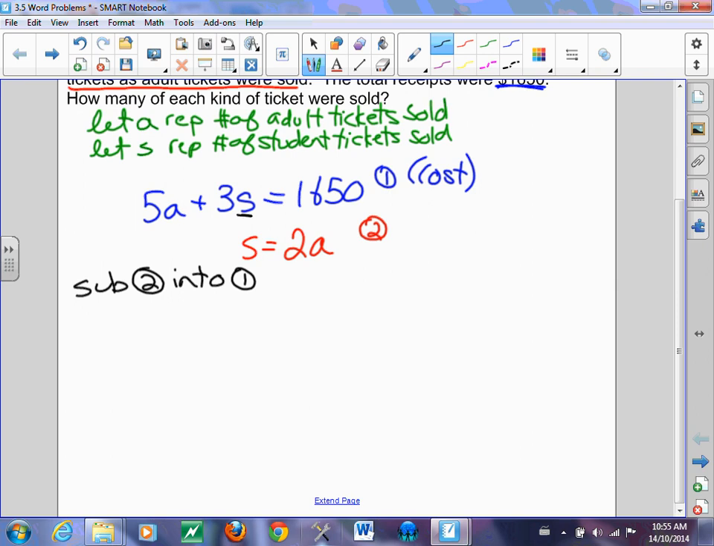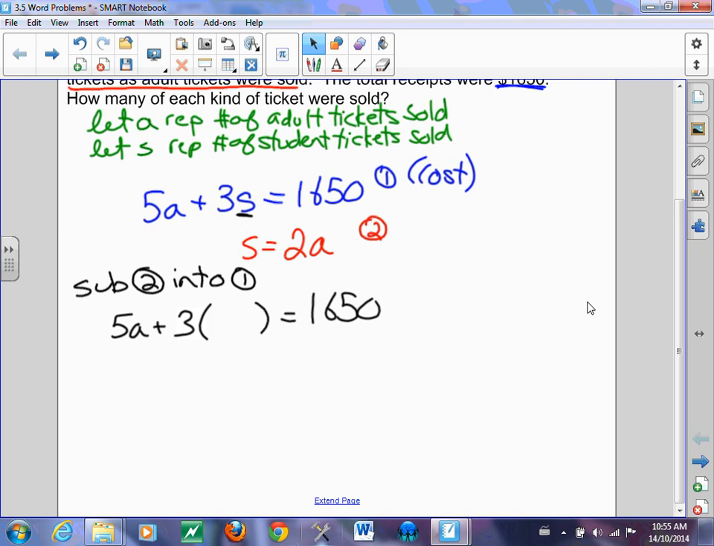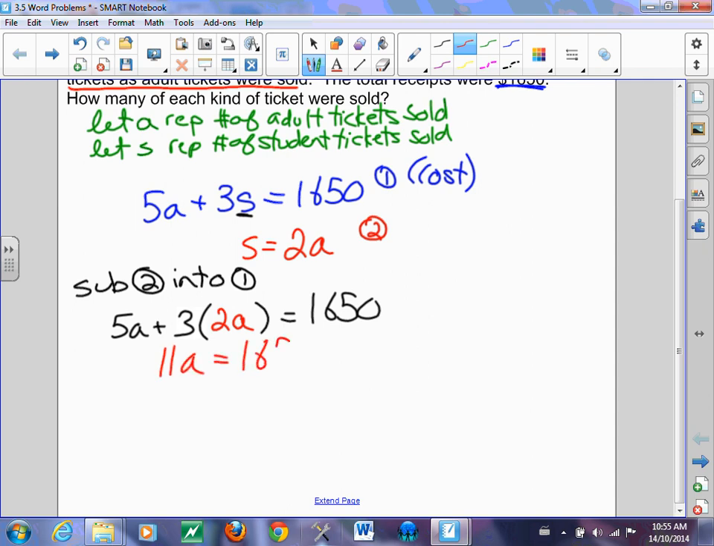Wherever I see the S in equation 1, I'm going to replace it with 2A. So it's going to be 5A plus 3(2A), in a different color, equals $16.50, because it's a substitution. All right. Now let's realize we've got 5A plus 6A. That's 11A. You can do that all in one step. Equals $16.50. To get A by itself, divide both sides by 11. So A equals 1.50.